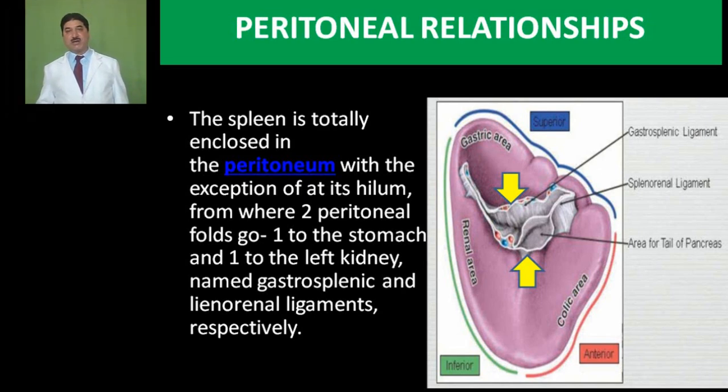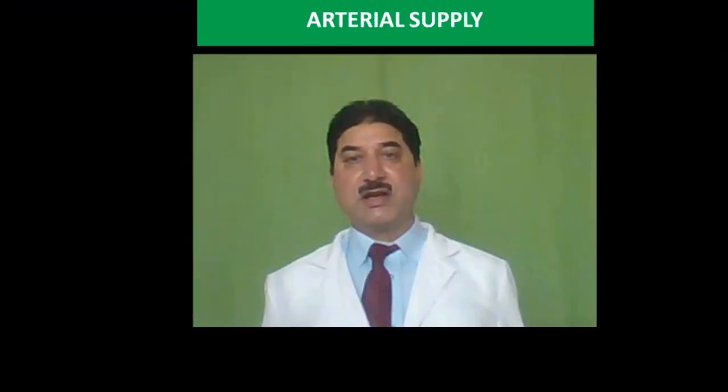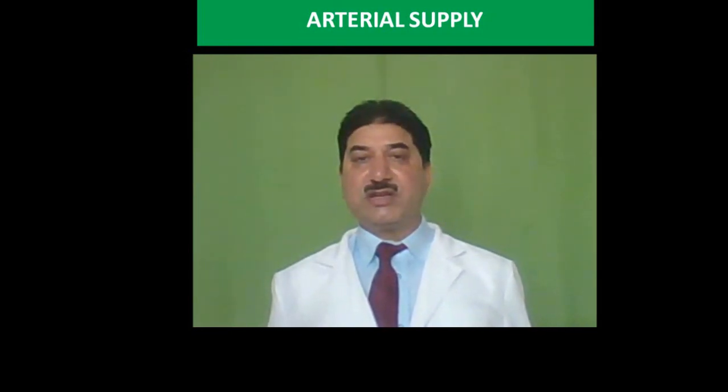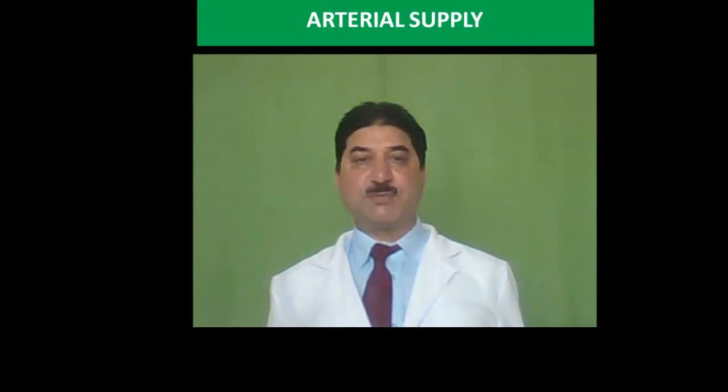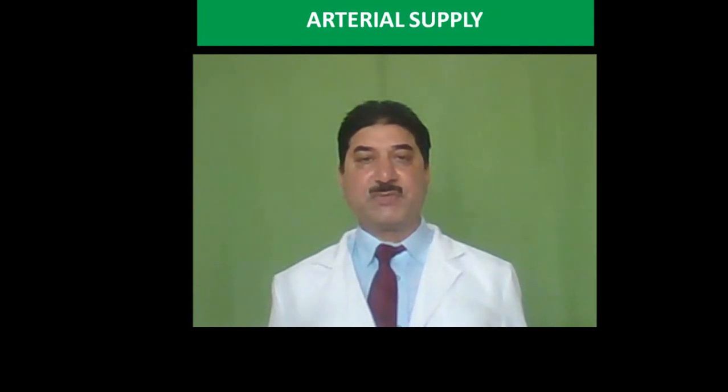Spleen is supplied by splenic artery. Splenic artery is the largest branch of the celiac trunk. It is known for its tortuosity. Other tortuous arteries in the body are facial artery and uterine artery. It traverses via the lienorenal ligament to reach near the hilum of the spleen, where it breaks up into 5 or more branches which enter into the spleen via hilum.